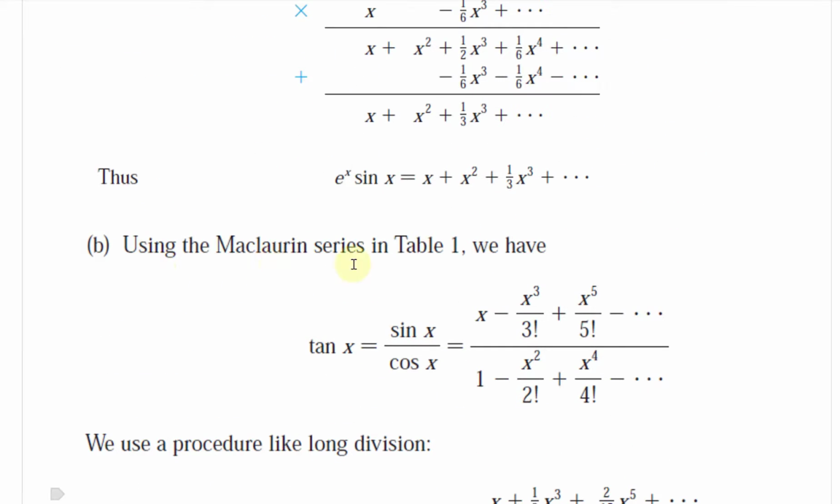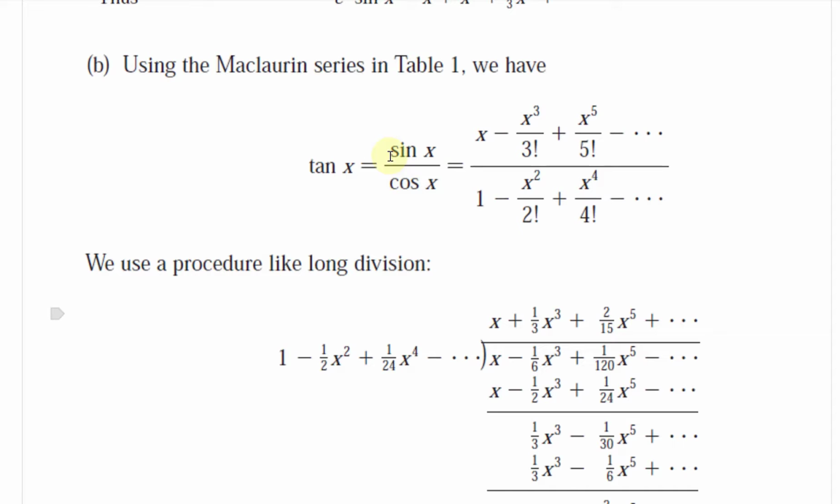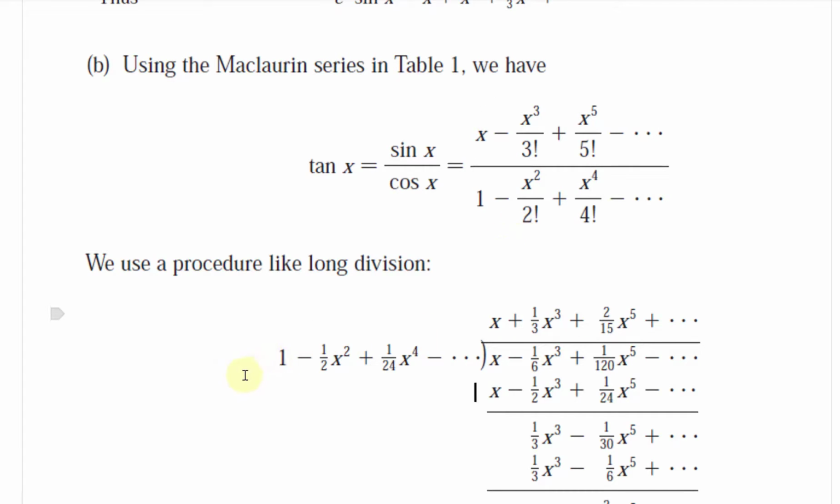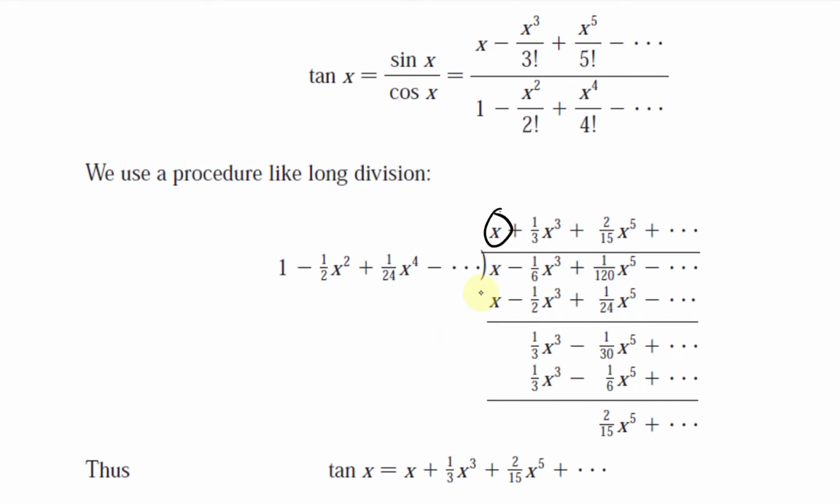So tan of x, using the Maclaurin series in table 1 we have, so we were given sine of x and cos of x power series, and we could divide these out, and we can use a procedure like polynomial long division. So we put the numerator in here. This is numerator. Is this part right there, and then we are going to be dividing it out by the denominator, 1 minus 1/2 x squared. This one is 4 factorial is 24, and so on. And then we'd be doing the same thing. So we have to find a number, multiply this by this to get this one here.